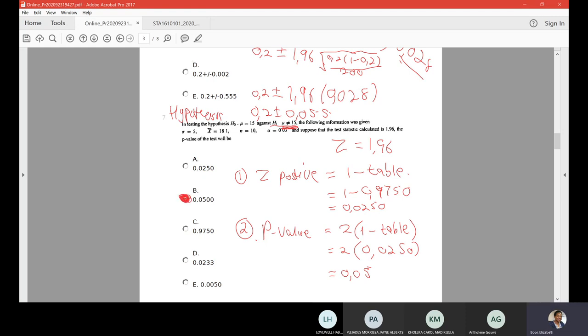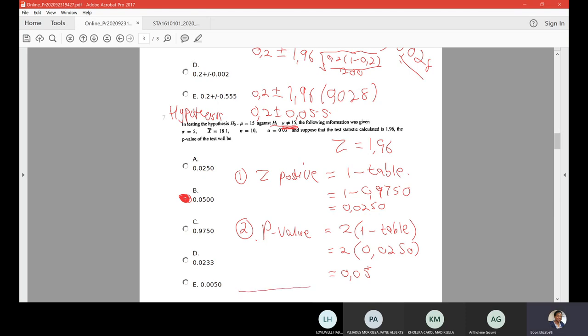And this is only for a two-tailed test. If it's a one-tailed test, the value you find on the table will be the value you see on the table, regardless of whether it's on the positive or the negative side of the table. This is only applicable when we have a two-tail.